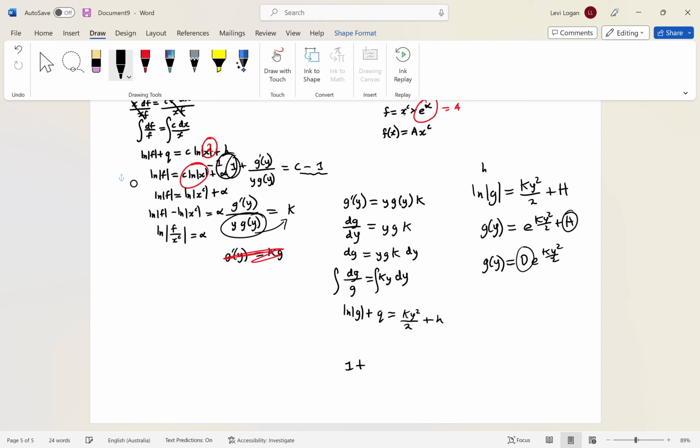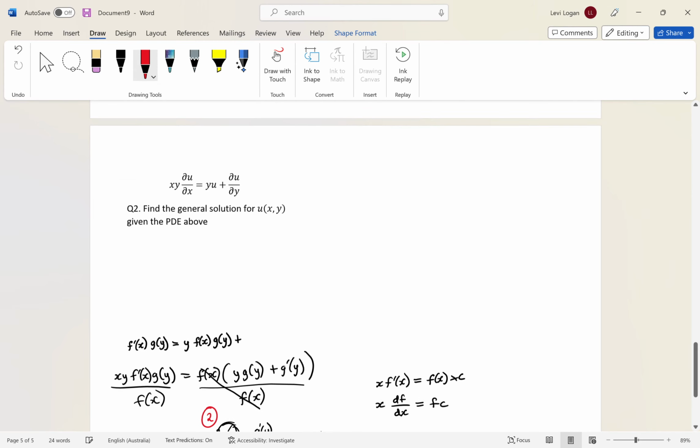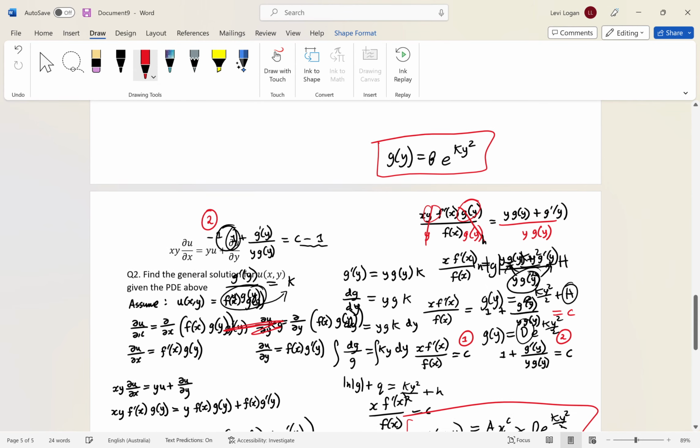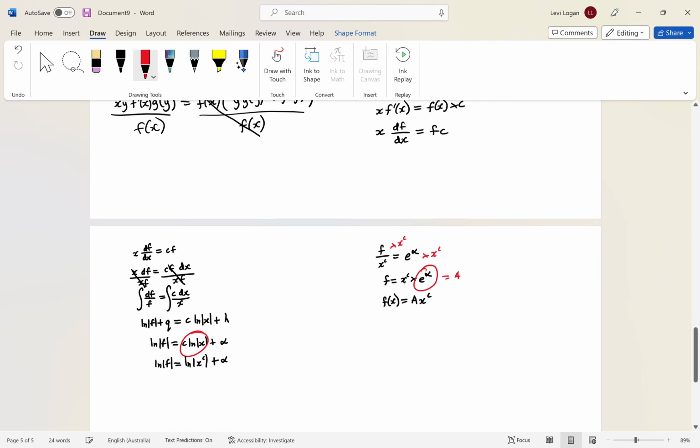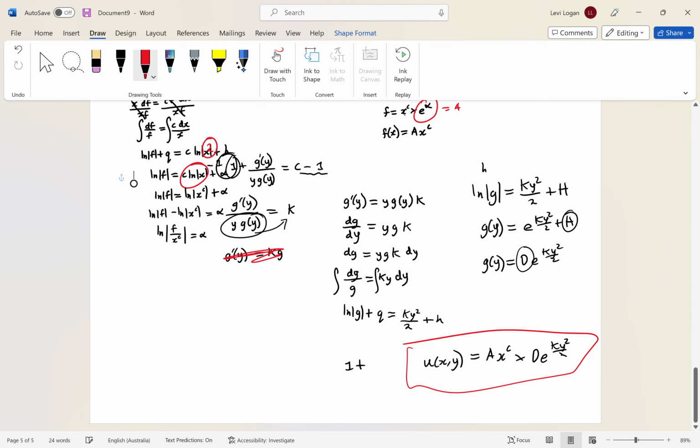So therefore, we have f of x and we have g of y. So u of x and y is equal to a x to the c times d e to the k y squared over 2. Okay, and that's pretty much the solution to our PDE up here. Oh jeez. Sorry, my computer's lagging a lot right now. So that's the solution to our second PDE.